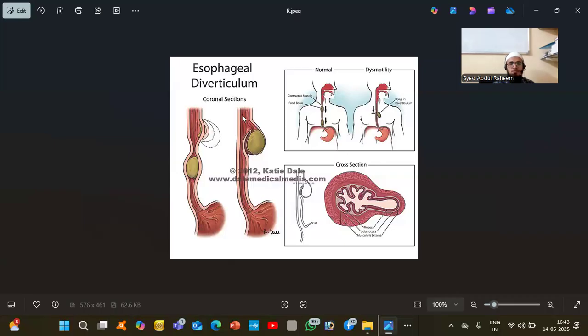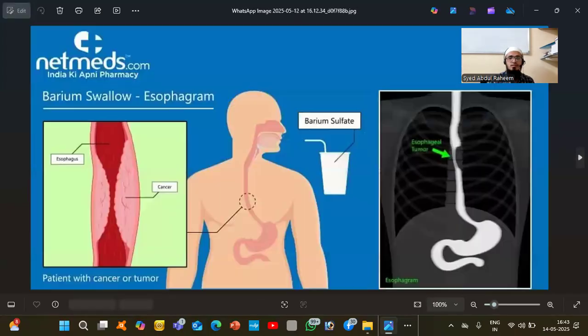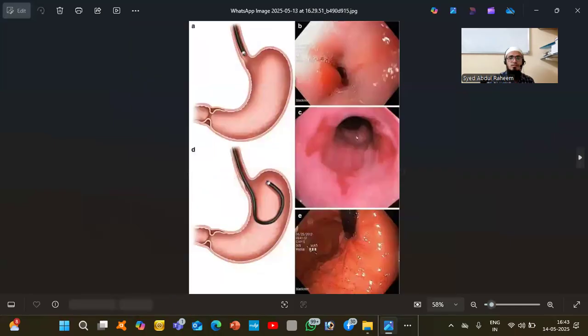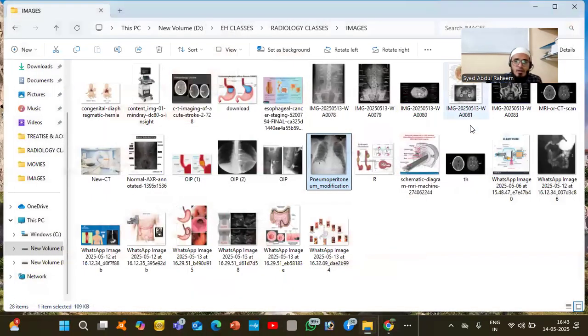You can see that. These structural conditions need surgical intervention, so the surgical gastroenterologist will decide what to do here. Okay. Next images.